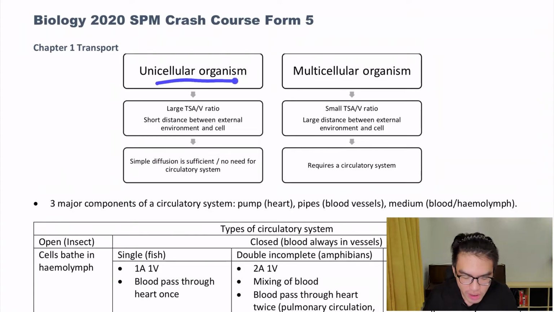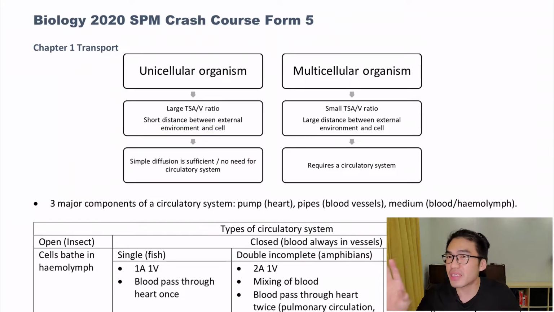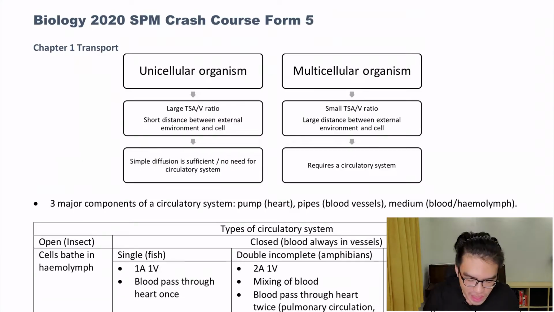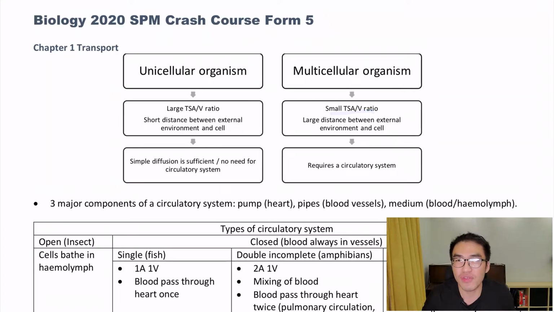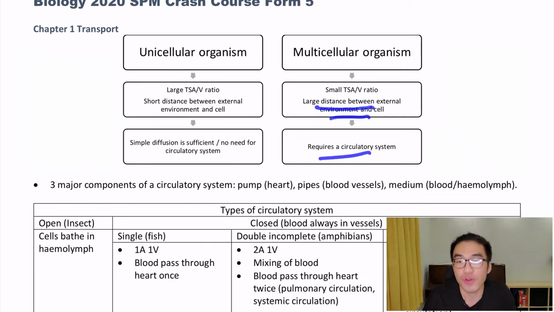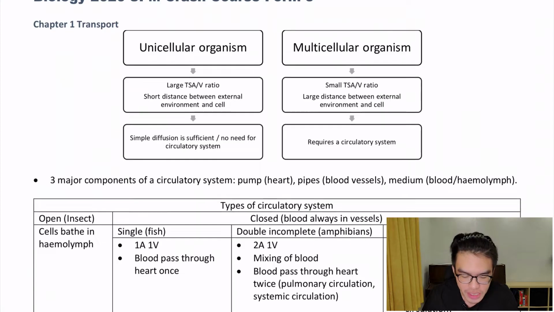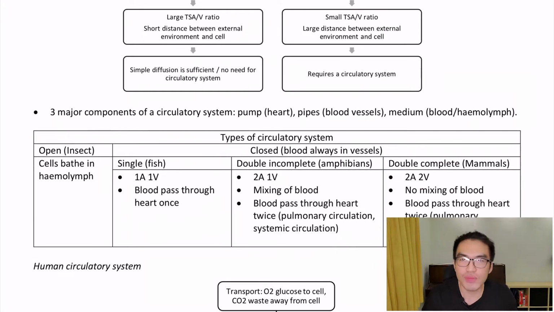Therefore, unicellular organisms have a large total surface area over volume ratio. Not only that, they have a short distance between the external environment and the cell, so diffusion from the external environment into the cell is only a very short way. Therefore, simple diffusion is sufficient. They do not need a circulatory system. Whereas multicellular organisms have a very small TSA over V ratio and a large distance between the external environment and the cell, therefore we require a circulatory system.